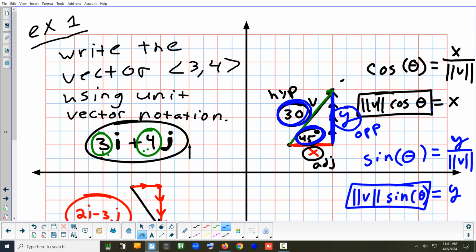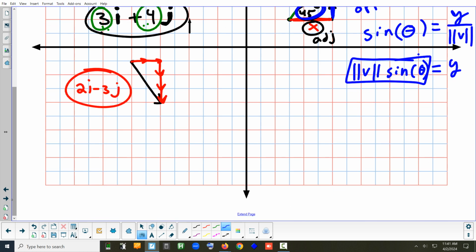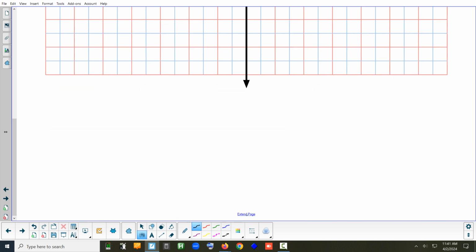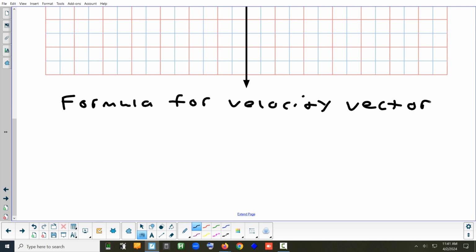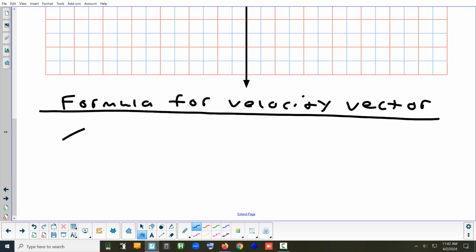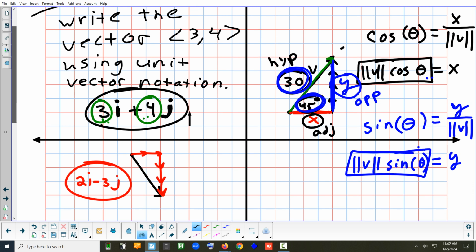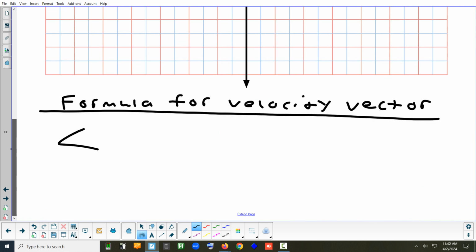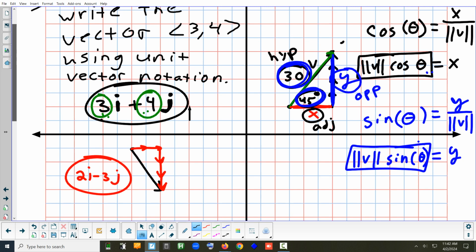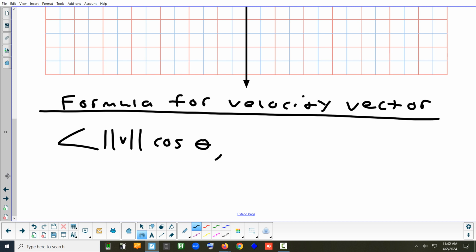All right, so let's just put those together so they look like a vector. Okay, so I'm just going to put it here. So the formula for the velocity vector is magnitude v cosine theta, comma, magnitude v sine theta.